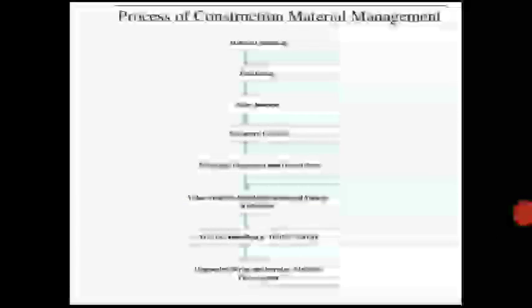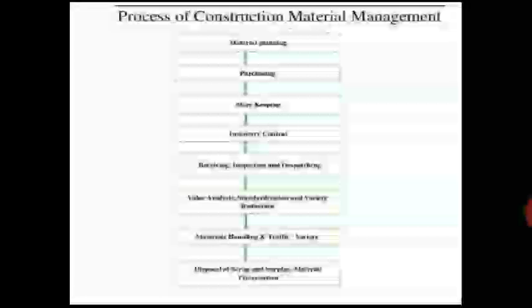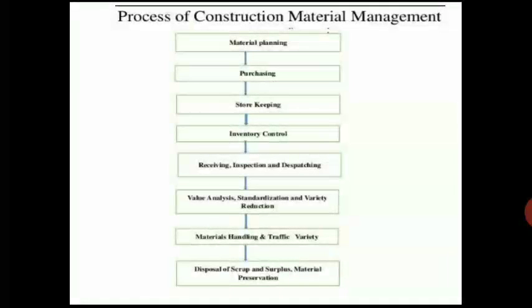And next one is receiving, inspection and dispatching. Before receiving any materials, for every set of materials they will conduct certain tests as required. As per the Indian Standard Code book, certain tests will be there. They conduct those tests on the materials, and if the results are within permissible limits, then they will select those materials for the construction.